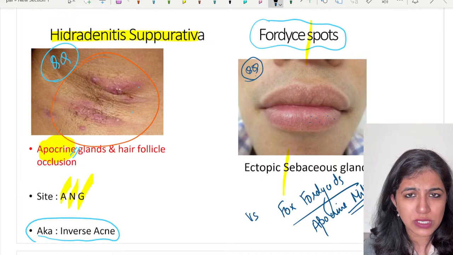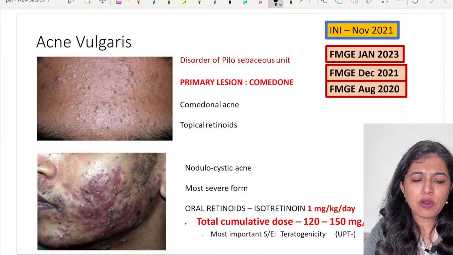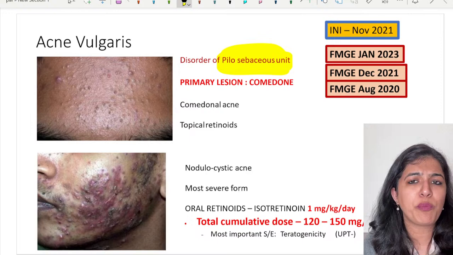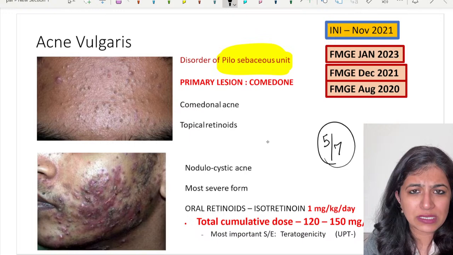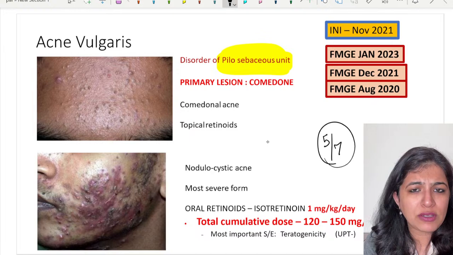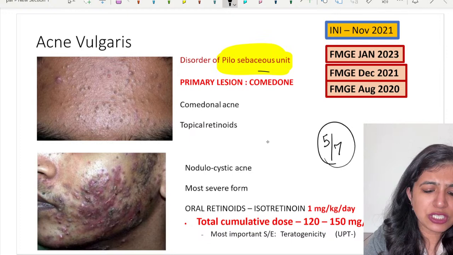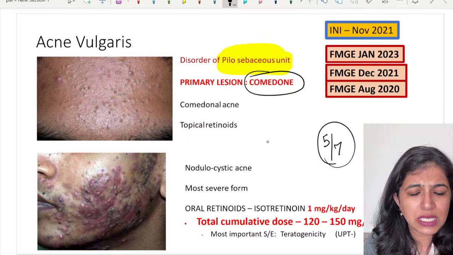Next, we come to disorder of a pilosebaceous unit. So here it is not just sebaceous gland. This is disorder of pilosebaceous unit, which is acne. Very important. In the last 7 exams, there have been 5 questions on acne vulgaris. So 5 out of 7 exams have had a question on acne. Remember, it's a disorder of pilosebaceous unit. The bacteria here is Propionibacterium acnes. Primary lesion is a comedone. Whatever image you see, papules, pustules, nodules, but the primary lesion is always a comedone.